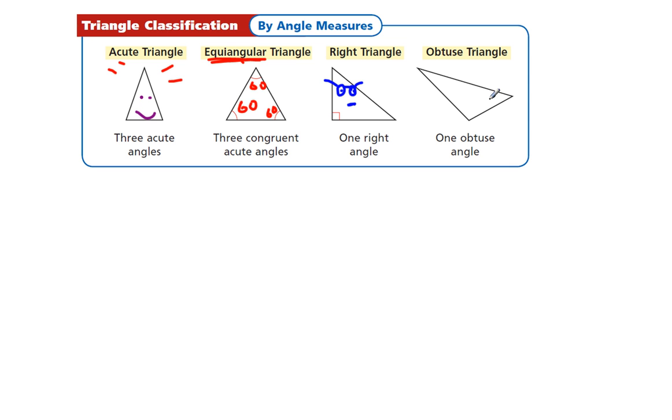Alright, and last one, obtuse triangle. This is upside down Jabba triangle. He's been partying. Still has no friends. Everyone looks down on him because he's upside down and obtuse. But he has one obtuse angle, which is an angle greater than 90.